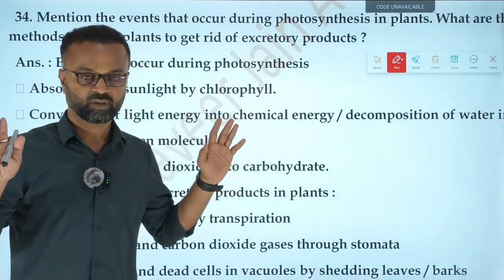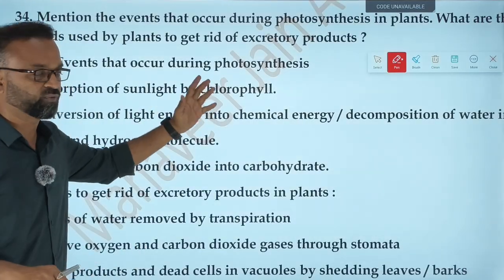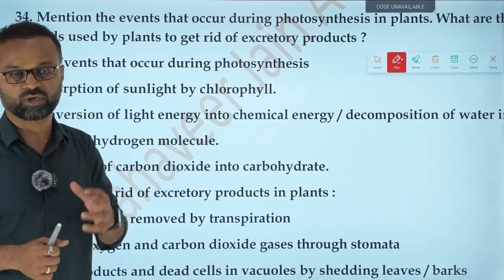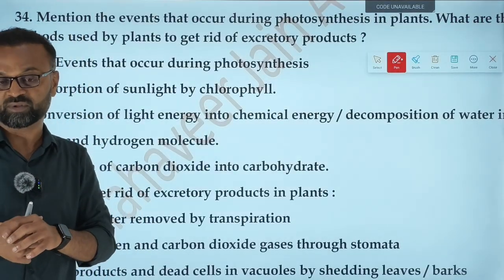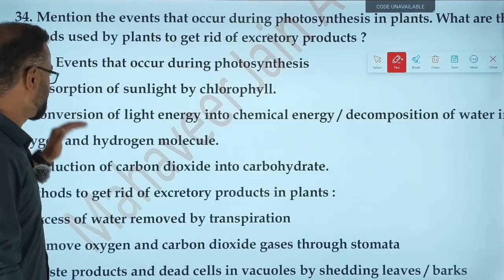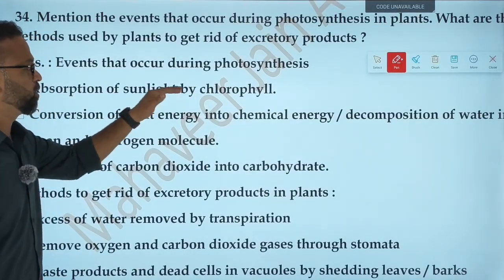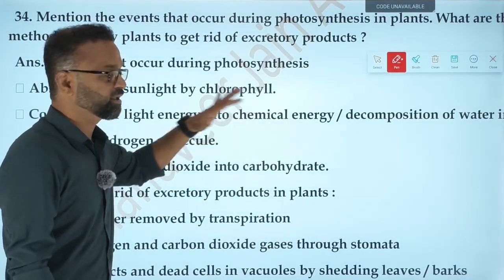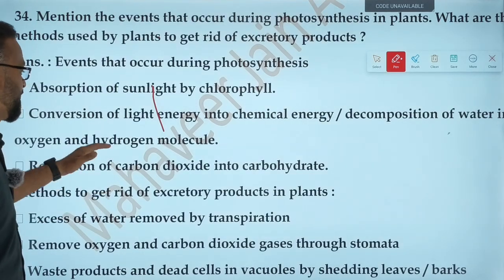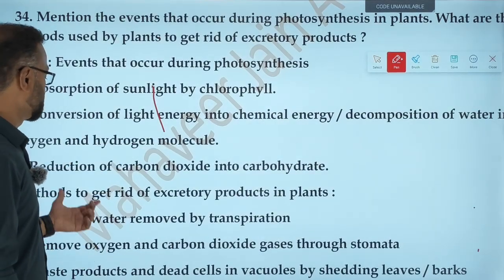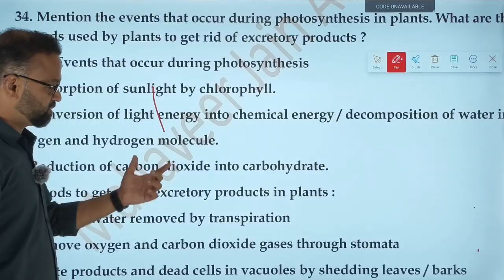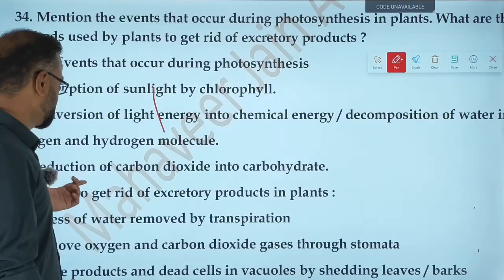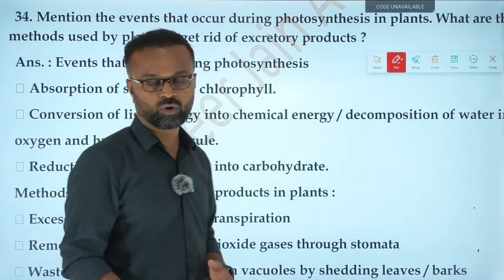Both are the same. Remember, one is absorption of the light energy by the chlorophyll. Why chlorophyll? Because chlorophyll has a unique structure with magnesium ions, which can receive the photons coming from the radiation of the sun. That's the reason it is able to absorb. So, absorption of sunlight by the chlorophyll. Next, conversion of the light energy into chemical energy. That chemical energy helps in splitting water molecules into hydrogen and oxygen. Then the hydrogen is added to the carbon dioxide. We call it the reduction of carbon dioxide to carbohydrate.